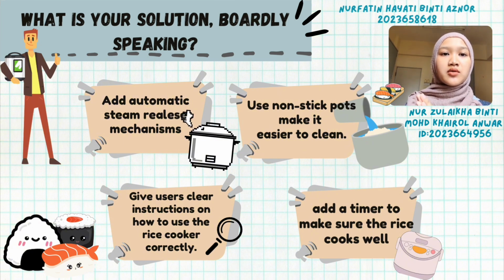Next, we will make sure the automatic steam release function is working, so that it will handle the excess steam during the cooking. Then, once the cooking is complete, the cooker will switch to warm mode. And lastly, we will open the lid carefully, then fluff the rice with the included spatula and serve. Clean the pot and cooker after use.